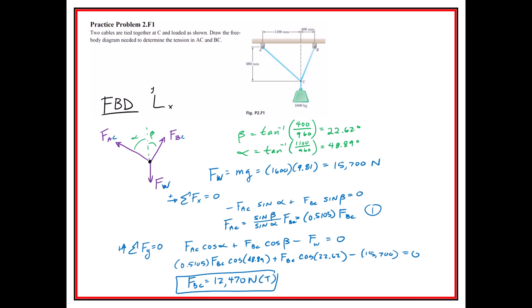And then we plug it back into equation 1, right? And so we said FAC is going to be equal to 0.5105 times 12,470 equals 6,366 newtons. So let's write down the answer as 6,370 newtons.